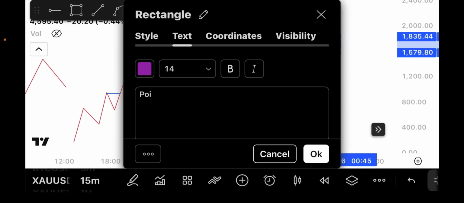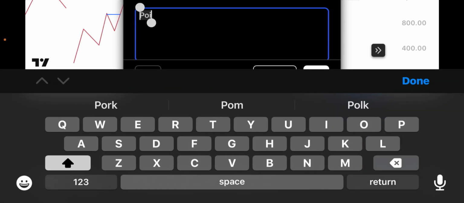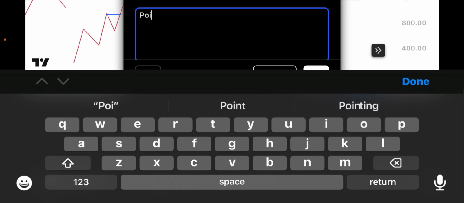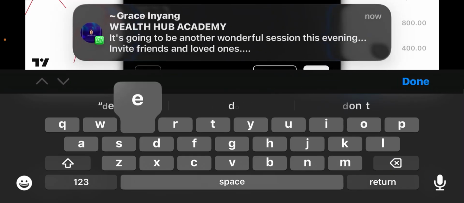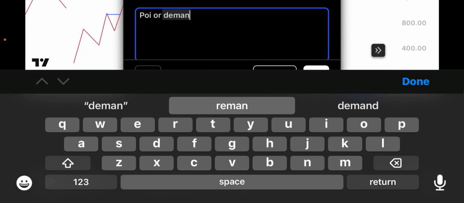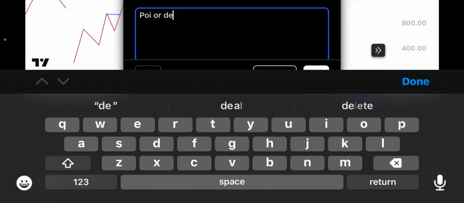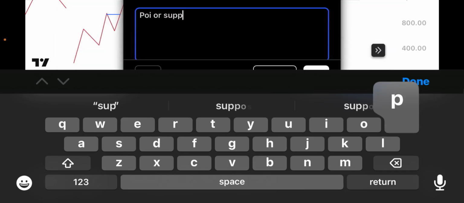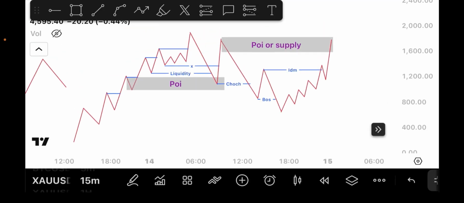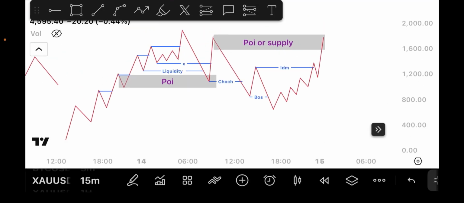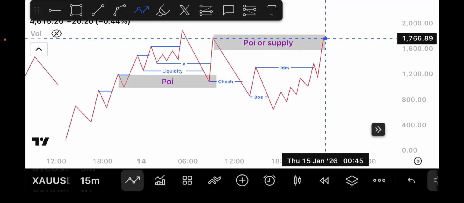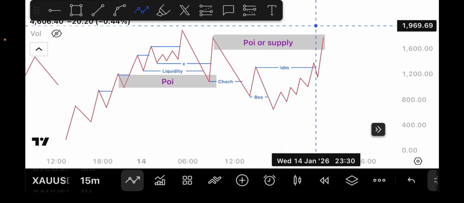You can either call it point of interest, which is POI, or demand zone. I mean supply zone. We call it supply zone. Either demand zone or supply zone. Then immediately the market gets to the area, you sell, and your SL is going to be above this high.